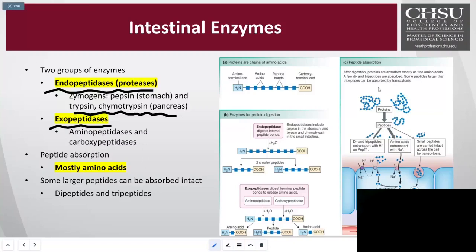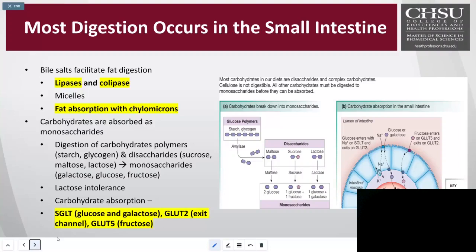Don't worry too much about the images. It's just for you to look at. And this is where most of the amino acid gets absorbed. At this point, most of your protein is now single amino acids. It shuffles with the sodium and goes right in. And I think I have one for the carbohydrates.